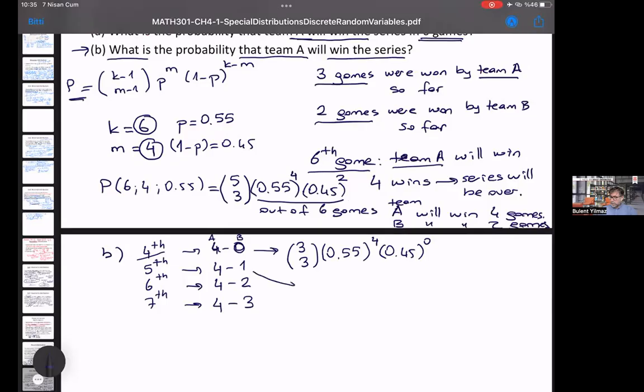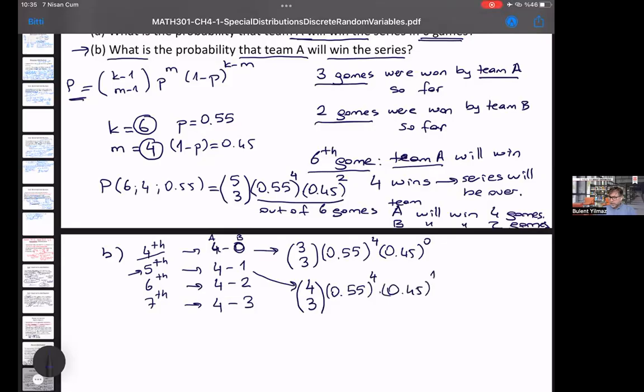Okay, if you come here, again, this is now the 5th game. So after until 4 games, you won 3 of them, because the last one will be the winning game, okay? The last one will be the winning game. So again, I will write 0.55, and I will win 4, but lose 1.